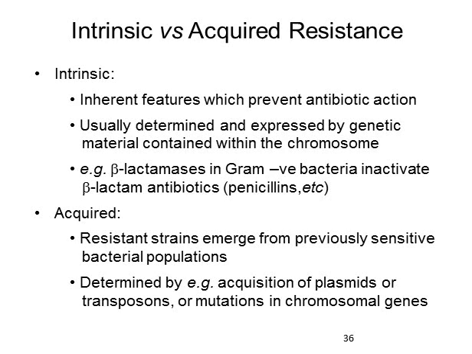Acquired resistance is where resistant strains emerge from a previously sensitive population of bacteria, and this is usually determined by the acquisition of new material in the form of plasmids or structures called transposons, or mutations in the chromosomal genes. It is possible for bacteria to have both intrinsic and acquired resistance within the same cell.